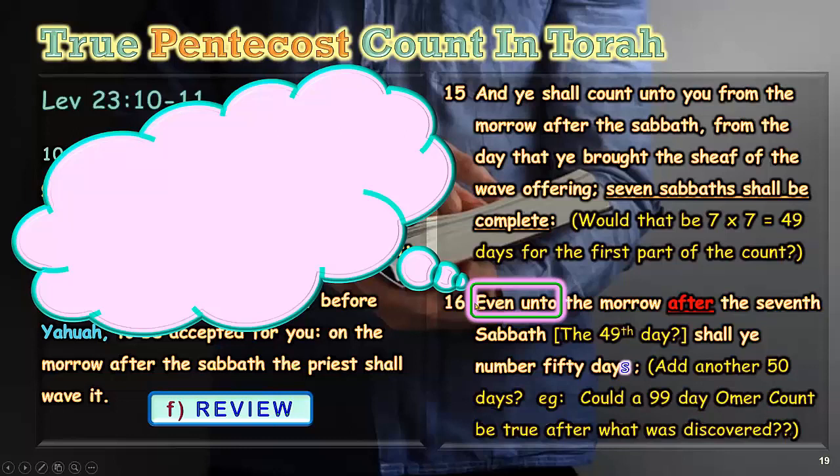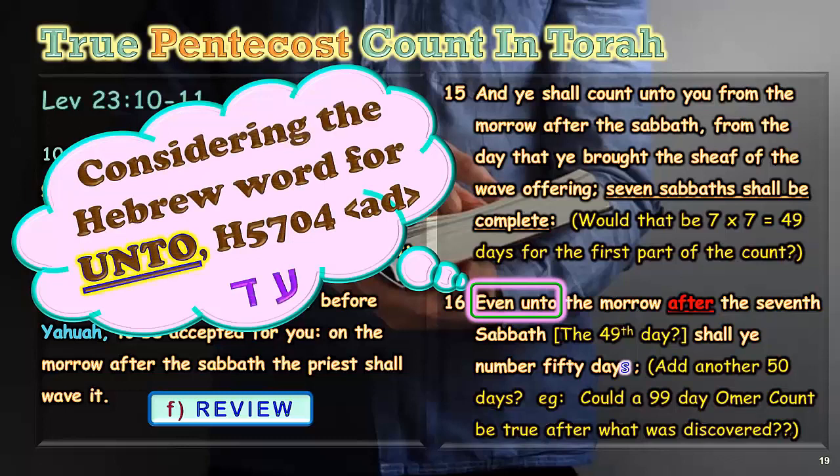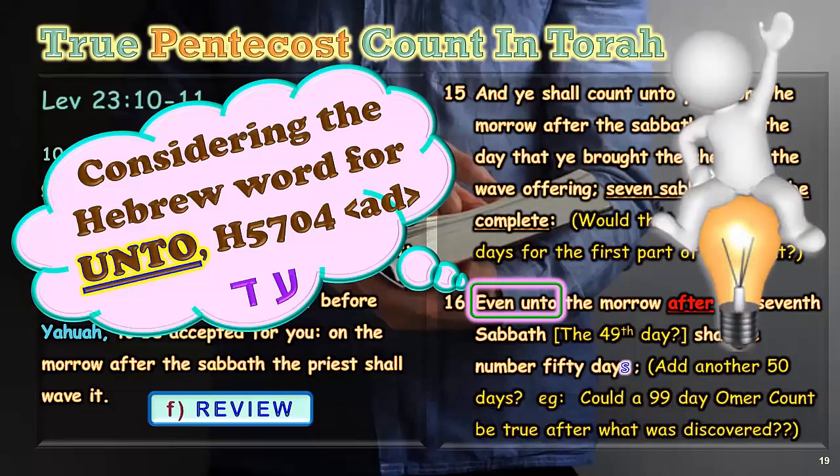What about this "even unto"? Isn't this your statute of limitations? Isn't this the point that should be recognized where you stop your seven completed weeks? We're going to look a little bit closer than that, considering the Hebrew word for unto, 5704, ad. Let's look a little closer.